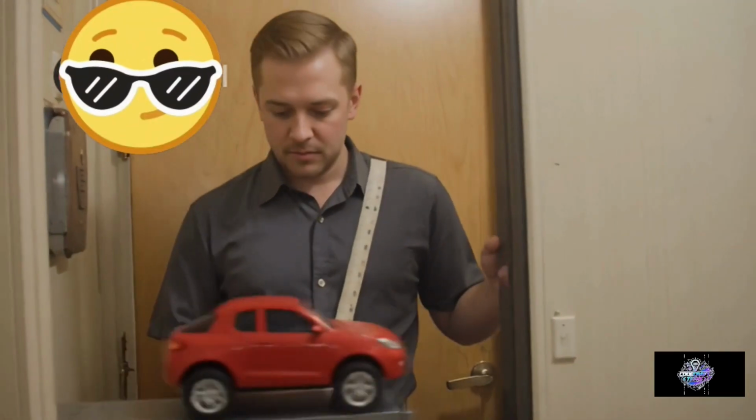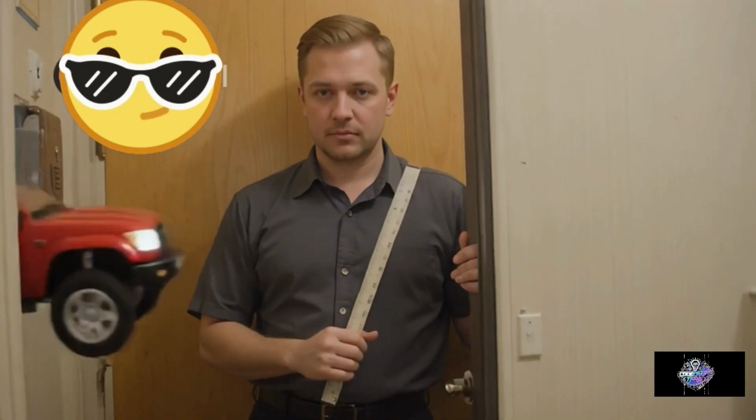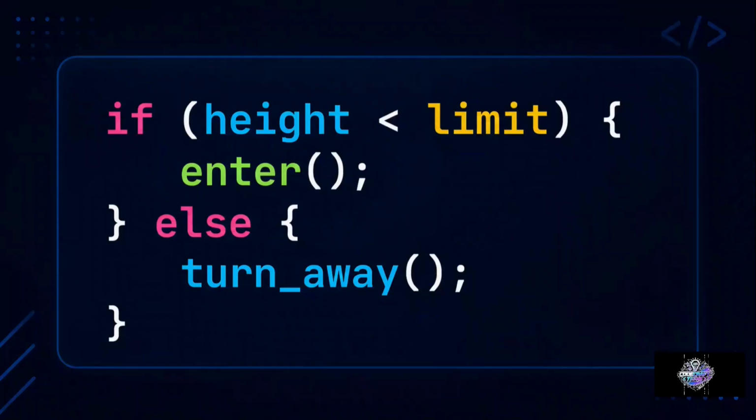Computers make decisions using forks in the road. If a condition is true, path X happens. If it is false, path Y happens.